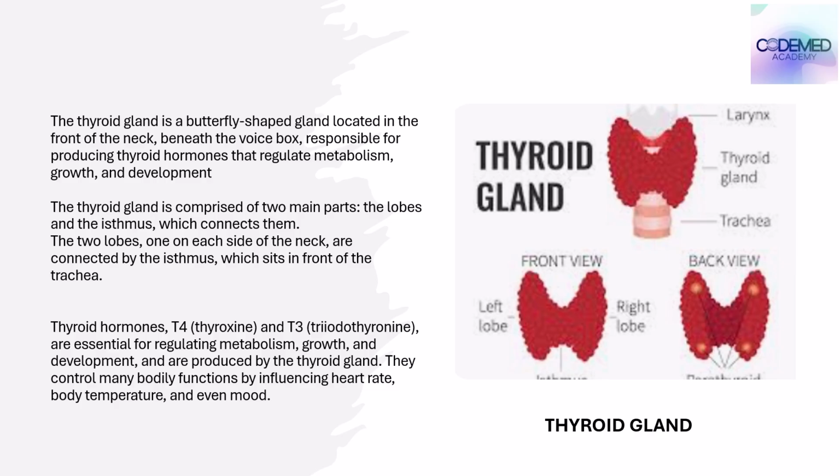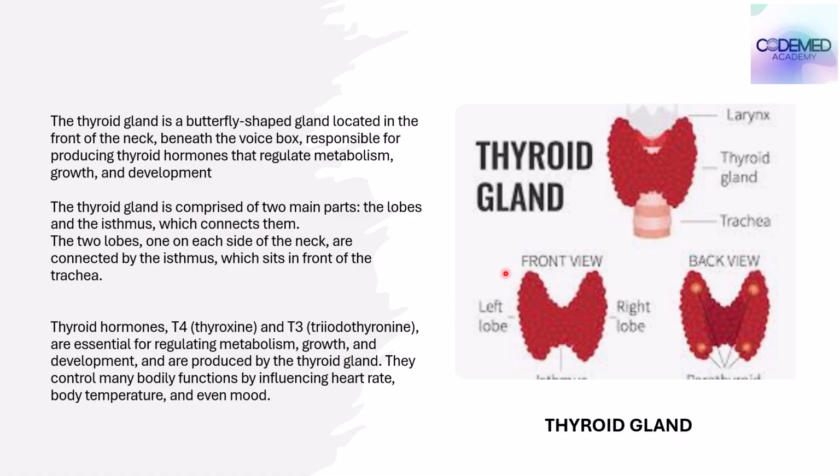So the first is the thyroid gland. It is a butterfly-shaped gland located in the front of the neck beneath the voice box, which is responsible for producing the thyroid hormone that regulates metabolism, growth, and development. So one must know the structure of the gland.